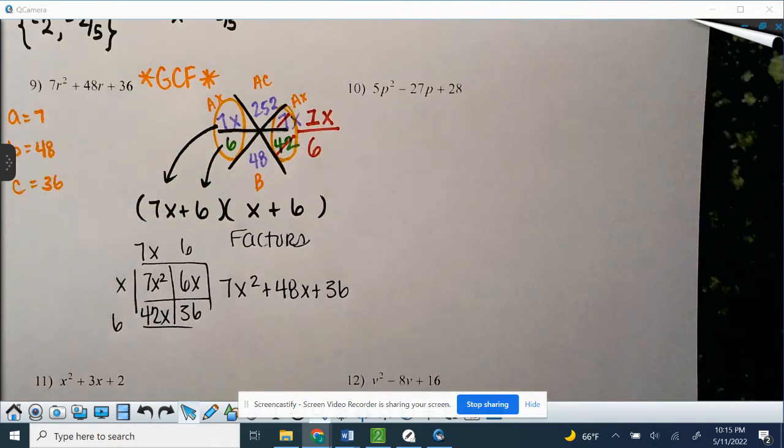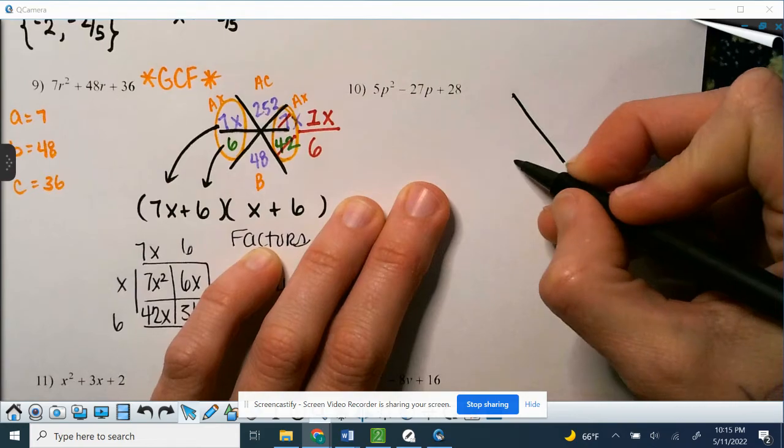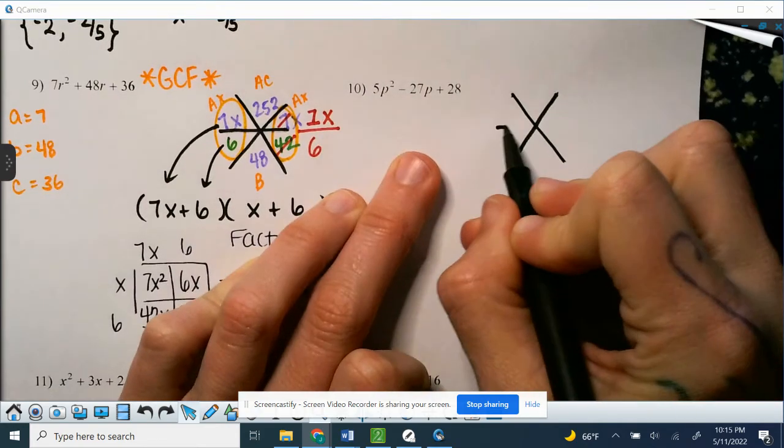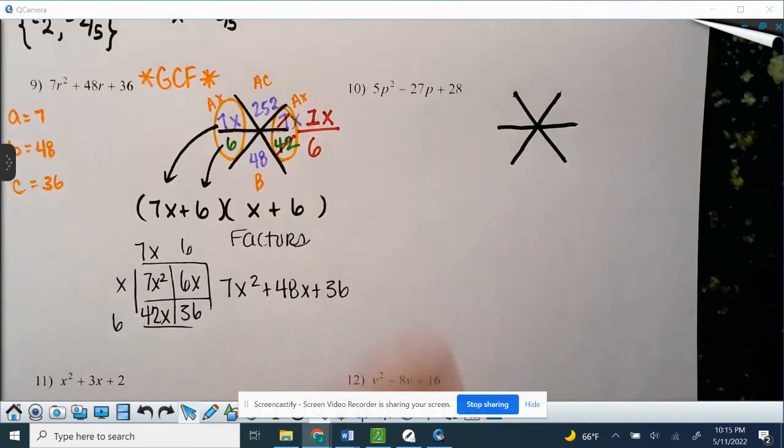All right, so number 10, 5, 27, and 28. We want to think GCF first. 5 is a prime number, so the only option is 1 or 5, and 1 isn't really going to help anything and make anything better. So that means we're just going to get straight into big star. So again, it's going to be another really large number at the top. The numbers are not always this large, but doesn't hurt anything, especially if you have a calculator.